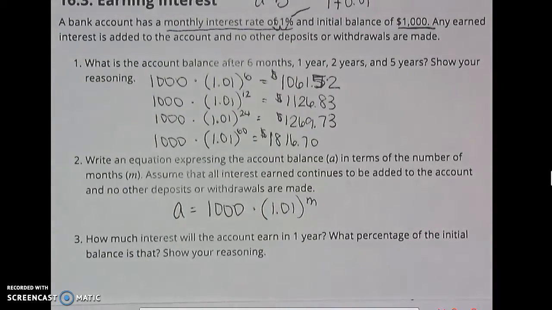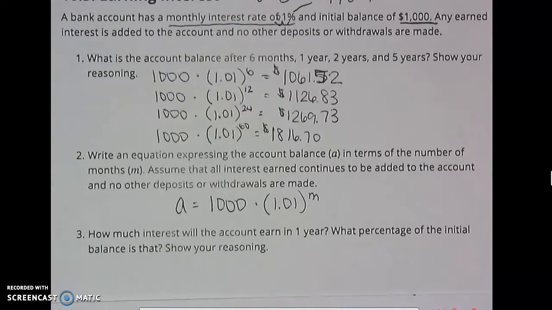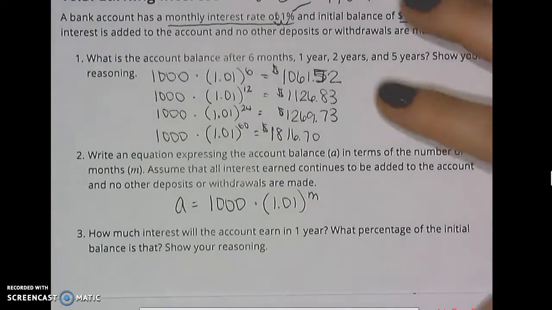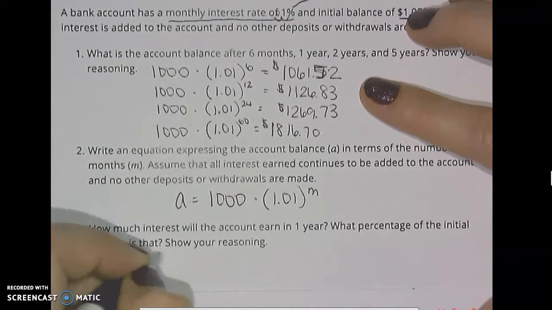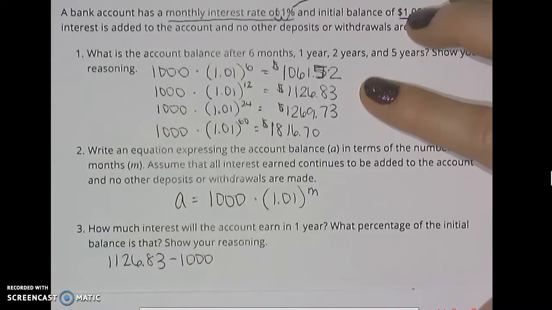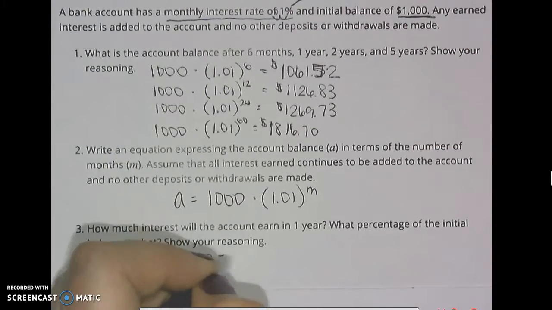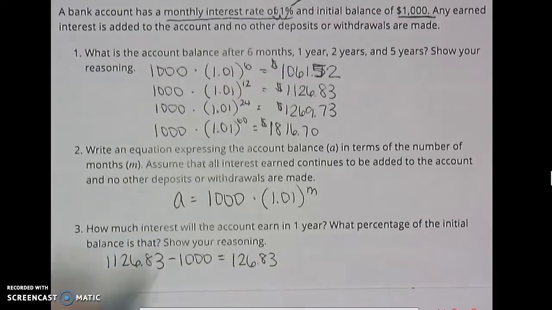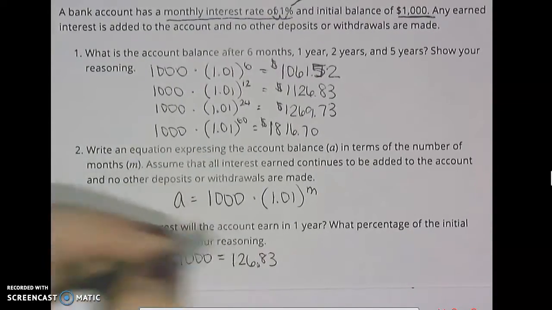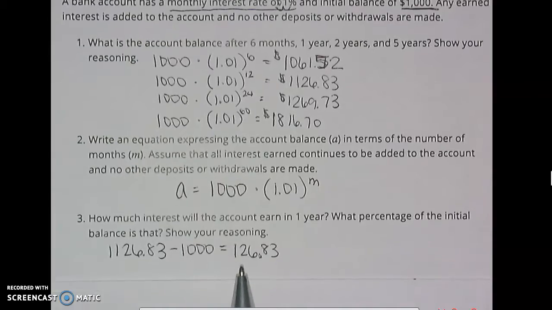All right, it says how much interest will the account earn in 1 year? What percentage of the initial balance is that? And show your reasoning. So 1 year we already calculated up here. We would take $1,126.83 and subtract the original 1,000. That means we would get $126.83. So just for letting my money sit there in the bank for a year, not touching it, I've made $126.83. A pretty decent amount of money for not doing anything. Now that requires you to not touch the money at all though, which could be difficult.